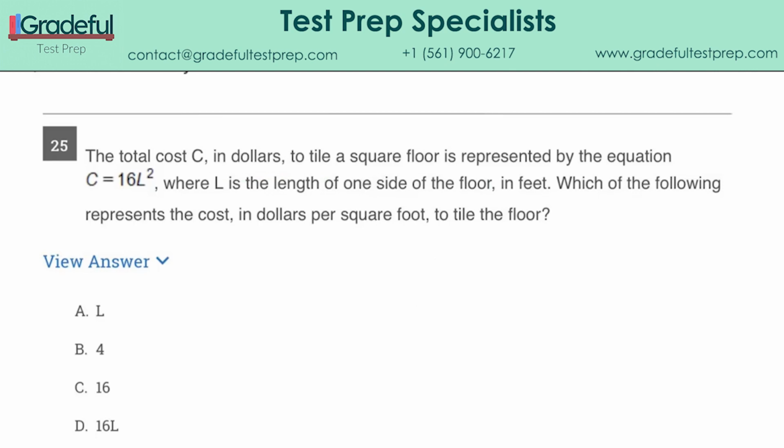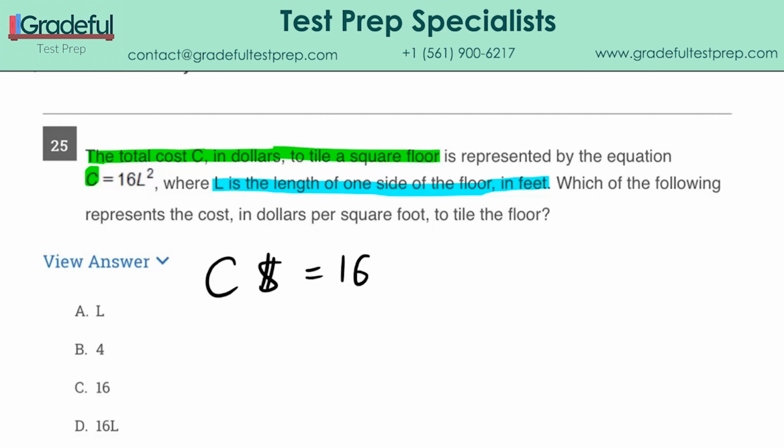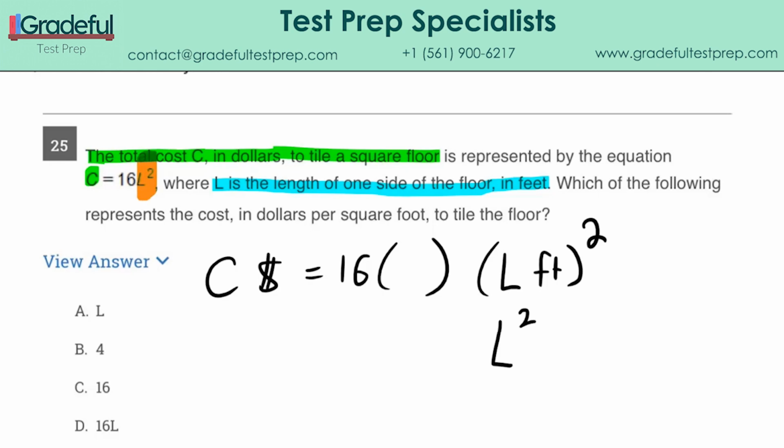Question 25 is yet another word problem where we can benefit from describing our variables. We're being told that L is the length of one side of the floor in feet, and also that the C that we're being given is the total cost in dollars to tile the square floor. So we have C dollars and 16 somethings. We need to find out what that unit is, but we know that for the L, it's L feet, because that's what we're being told in blue there, and that's L feet squared. So if we expand this out, the unit itself gets squared. So we have the L squared that you're seeing right here, but the unit attached to it also gets squared. So that's feet squared.